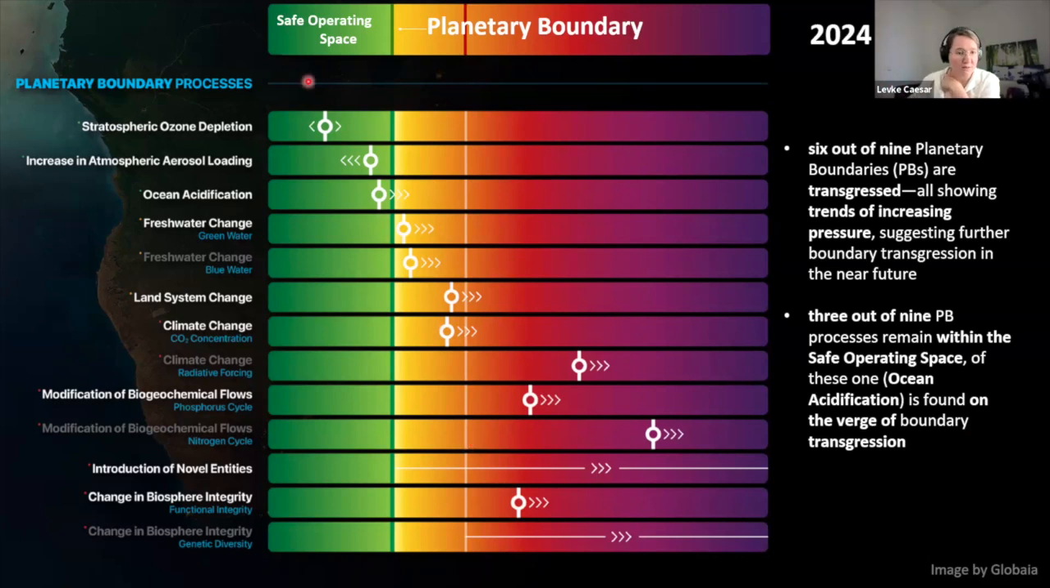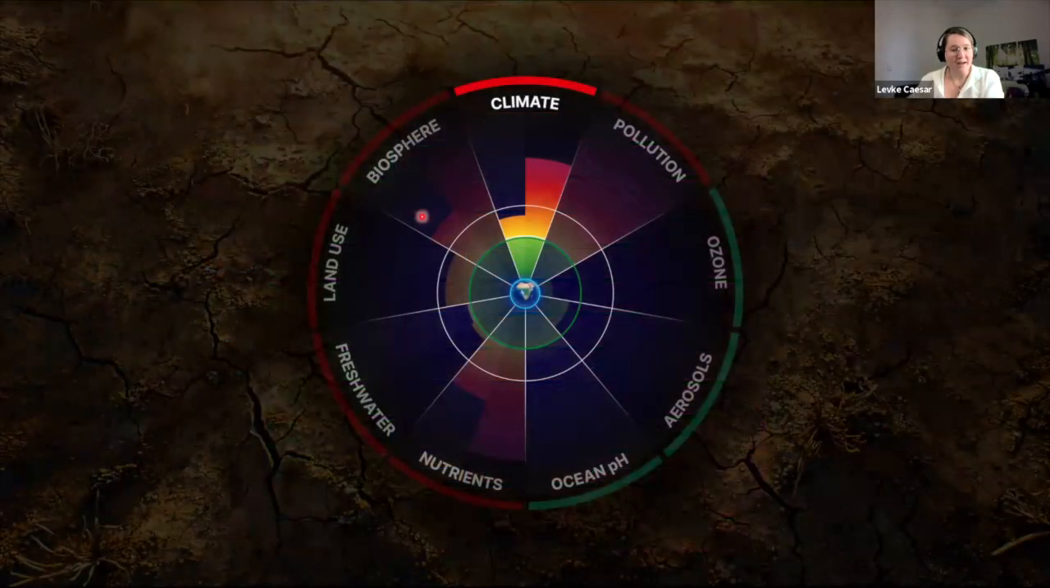And it's only 3 out of the 9 planetary boundaries that are still within the safe operating space, which are stratospheric ozone depletion, atmospheric aerosol loading, and ocean acidification. But ocean acidification, as you can see here, is on the verge of transgression, and it also shows this positive pressure. So not really good news.